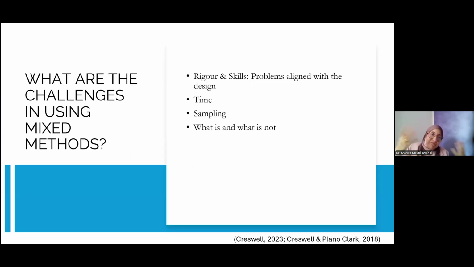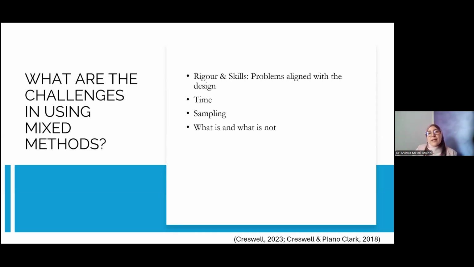Now, actually, this story is not as rosy as it seems. We will be facing some challenges in using mixed methods design. The first challenge could be rigor and skills. So here we're talking about problems aligned with the design. The researcher or the researchers conducting mixed methods design should be knowledgeable of quantitative design and qualitative design. So they should master how these types of designs should be implemented.